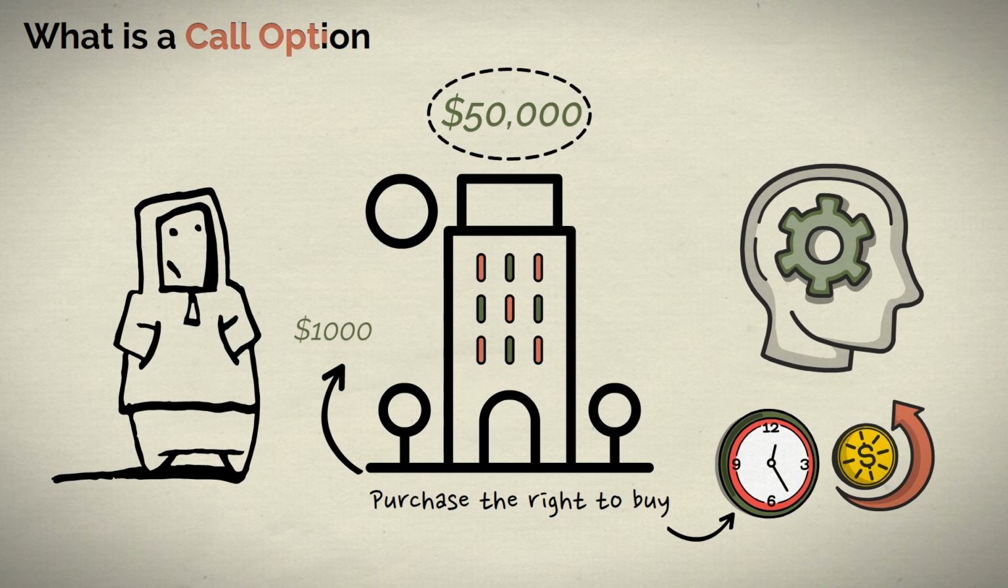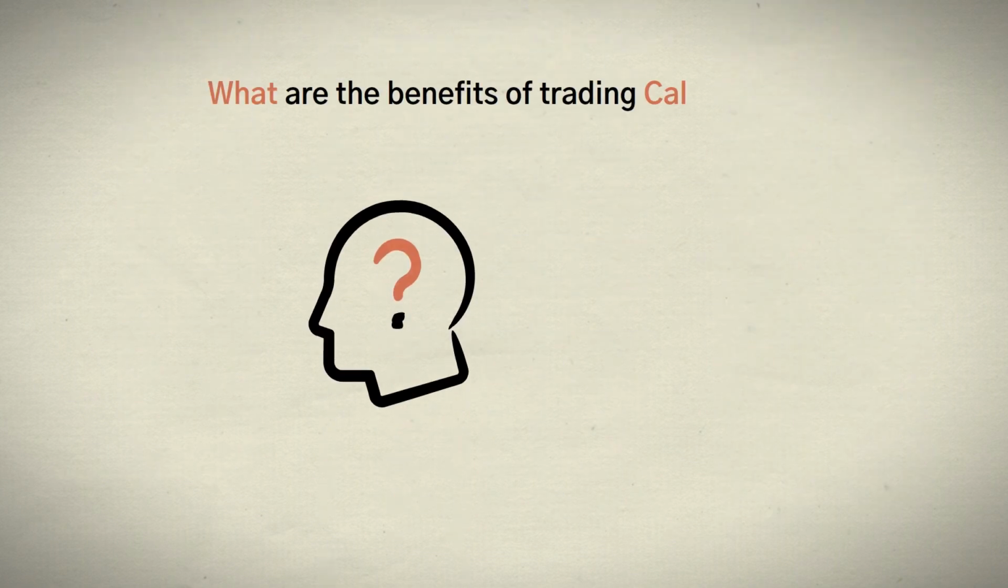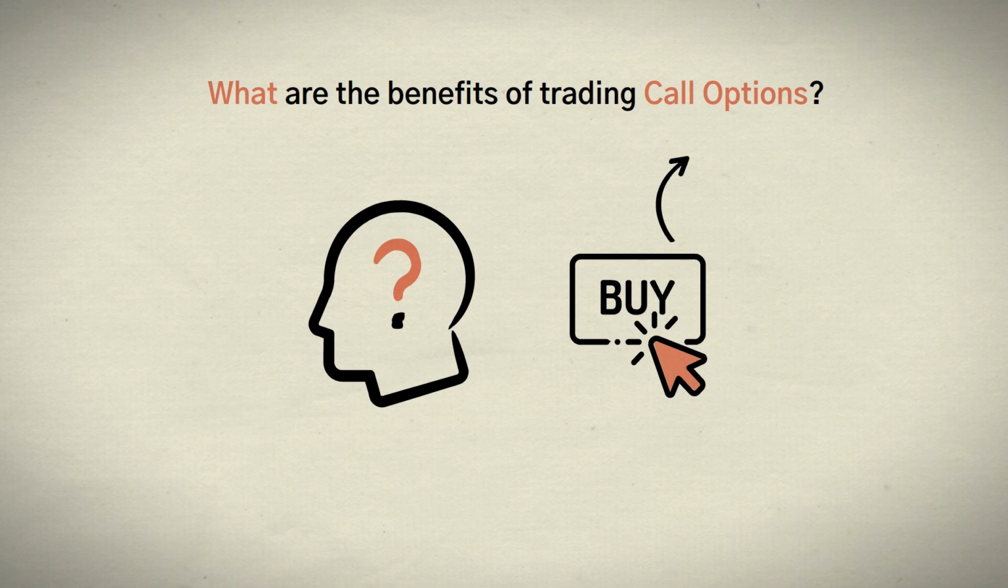In this call option setup, the $50,000 is the strike price. The 1-year time period is the expiration date. The $1,000 you pay for this right is the premium. So you're thinking, what are the benefits of trading call options? Or rather, why buy a call option instead of just buying the underlying asset?